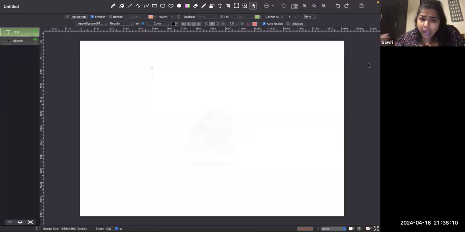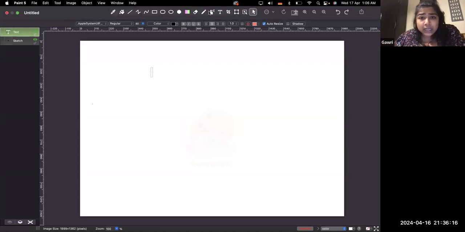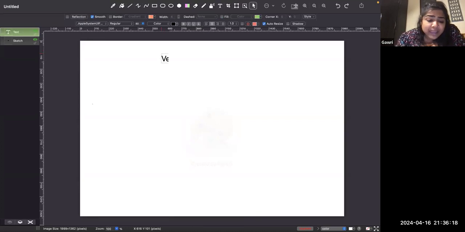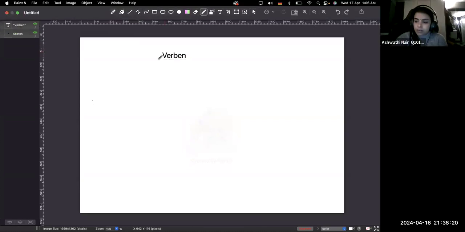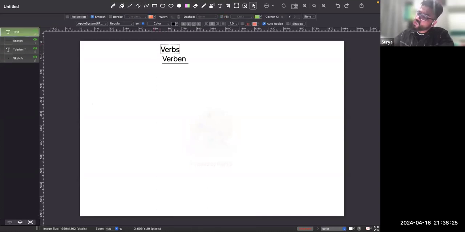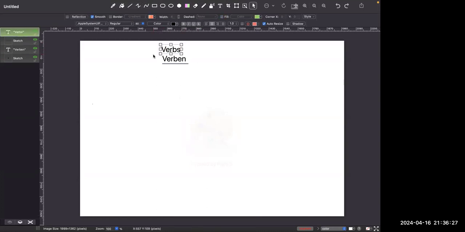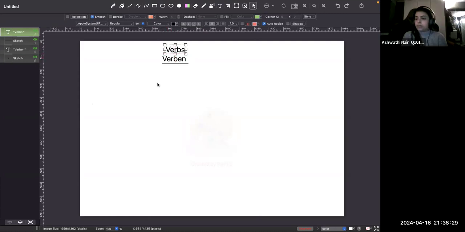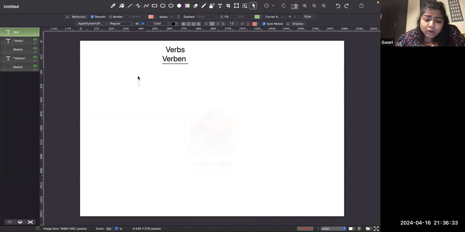So how do we say some verbs in German? Now we are going to learn some verbs in German. So please put the heading as Verben. Verben. Verbs. So we are going to write down some verbs and then we will discuss them.